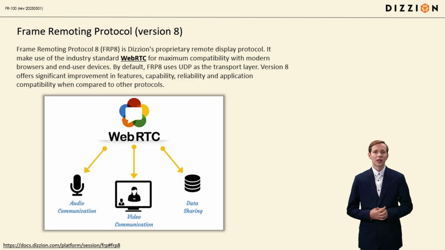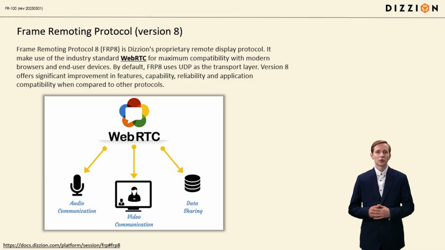Frame Remoting Protocol 8, FRP8, is Dishon's proprietary remote display protocol. It makes use of the industry standard WebRTC for maximum compatibility with modern browsers and end-user devices. By default, FRP8 uses UDP as the transport layer. Version 8 offers significant improvement in features, capability, reliability, and application compatibility when compared to other protocols.